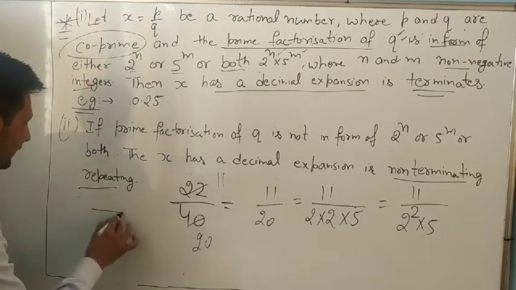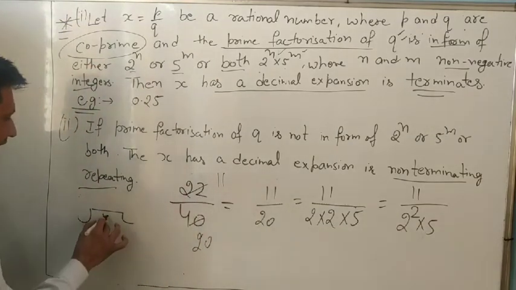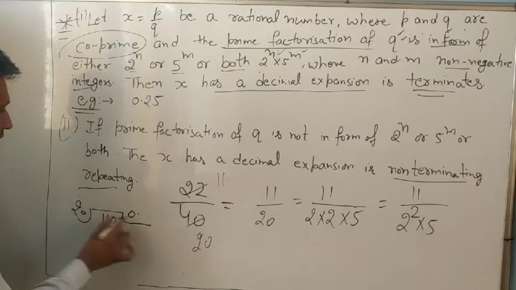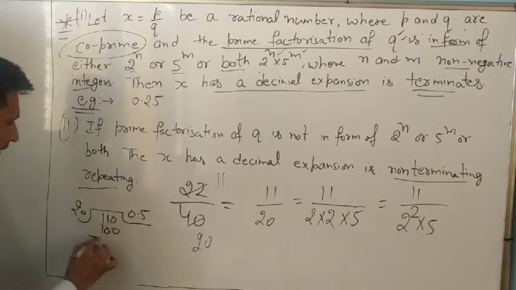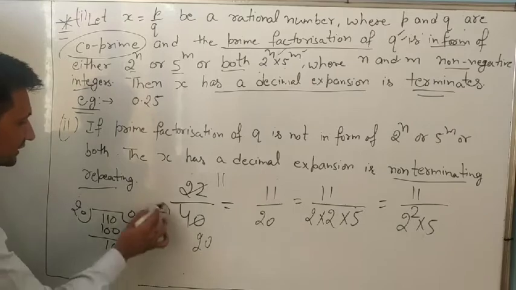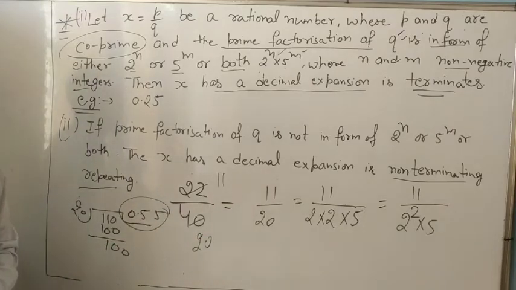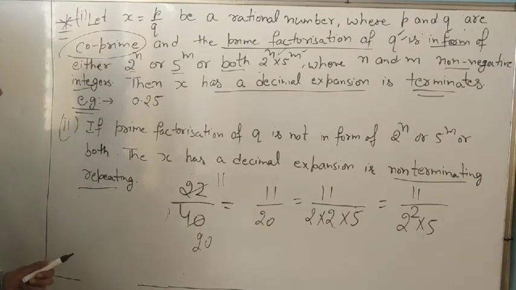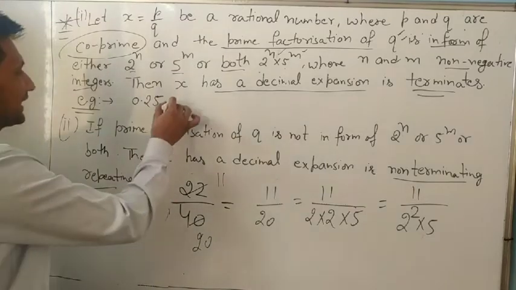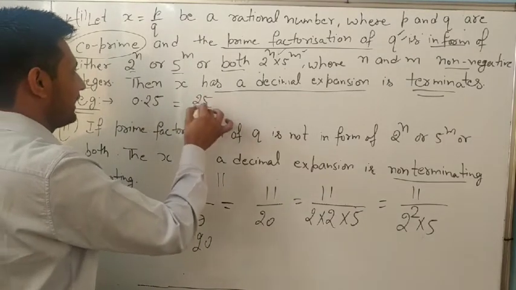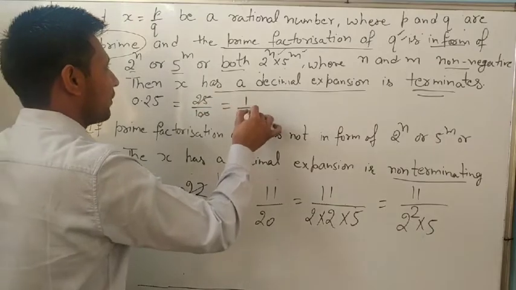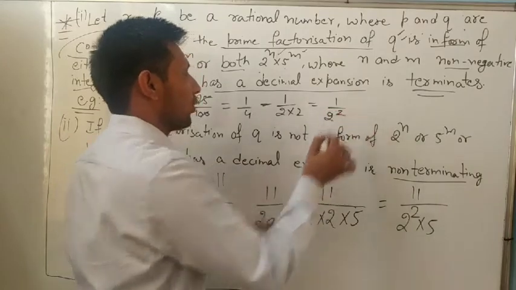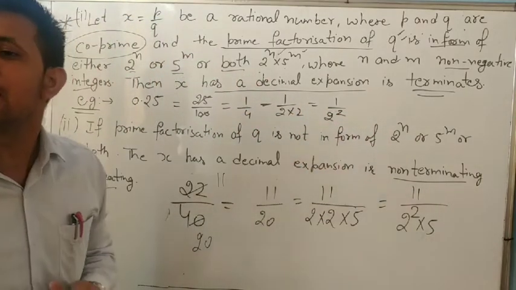You can divide it. If you want to divide, 11 divided by 20: 20, 0, decimal. Again 0. 25 is 100. 10, again 0, 20. So is it terminating or not? 0.55. So you only have to remember, dear, for example, 25 divided by 100 is 1 upon 4, which is 1 into 2 into 2. That means it is 1 to the power 2. Only 2 is there. So therefore it is terminating.